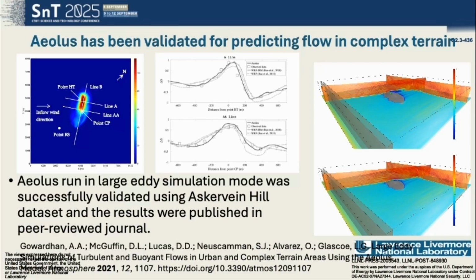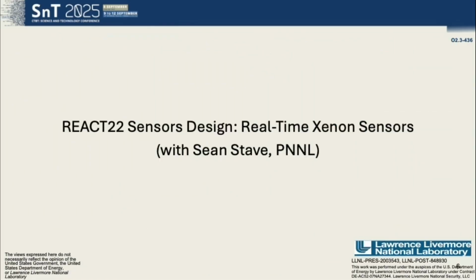The circles, the symbols, show the data points, and the black line is the AOLIS model result for this scenario. As you can see, it compares really well with the data, and also as compared to other models like WRF, we are trying to compare our results with other models too, and it's doing a great job. We published this result in our paper in the Atmosphere journal in 2021. So this was the model, and we wanted to validate our model for more uses, like for real-time xenon sensors.